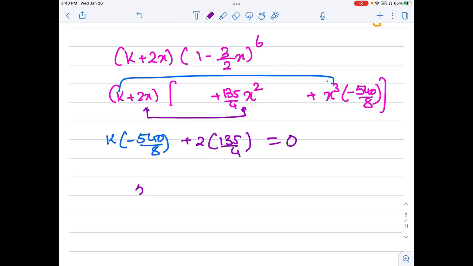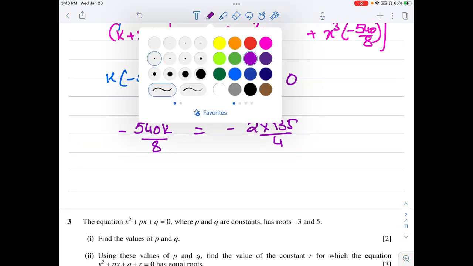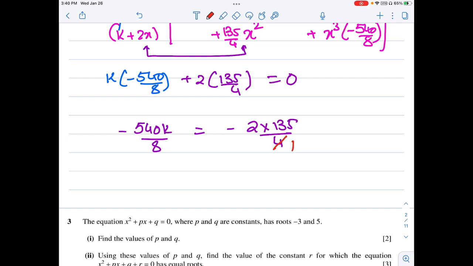So minus 540k upon 8 plus 2 times 135 upon 4 is equal to 0, that is, 540k upon 8 is equal to 2 times 135 upon 4. So you can simplify this one. 4 times 1, 4 times 2, then 135 times 2 is 270, 270 times 1, 270 times 2, so minus k is equal to minus 1, which implies k equals 1, because we can see that 2 and 2 also get cancelled. Minus k equal to minus 1, k equal to 1.